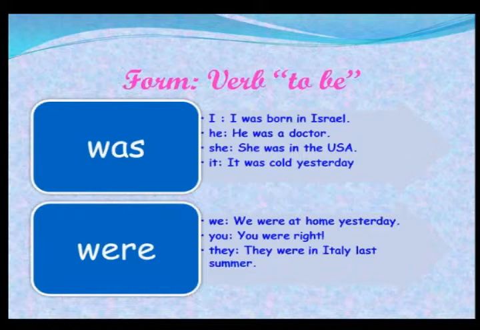For example, I was born in Israel. He was a doctor. She was in the USA. It was cold yesterday. Now we talk about were. It's from are. So we use it with we, you, and they. For example, we were at home yesterday. You were right. They were in Italy last summer.